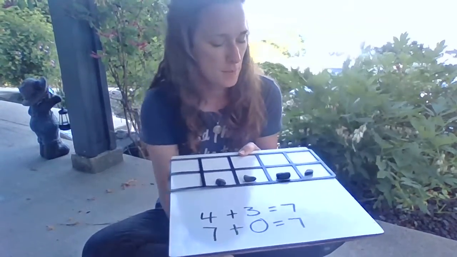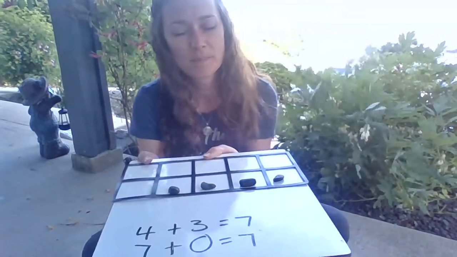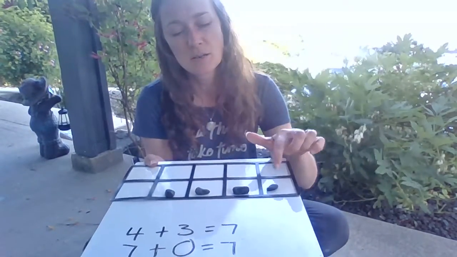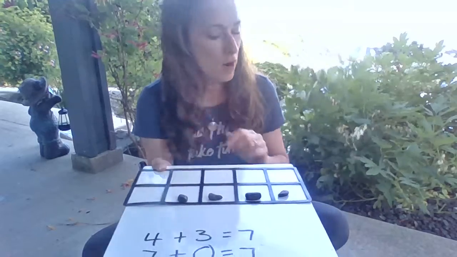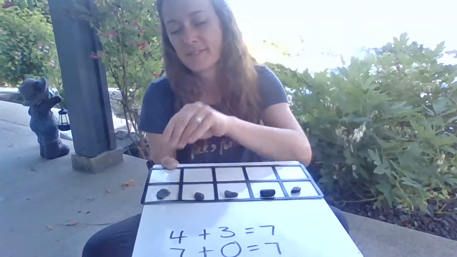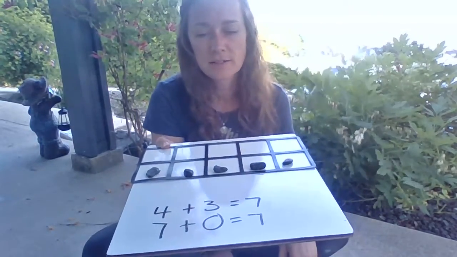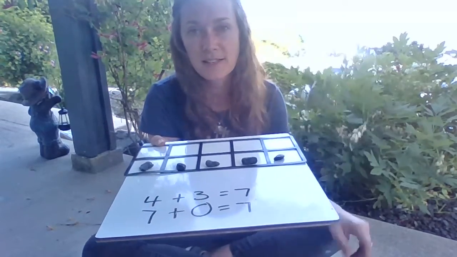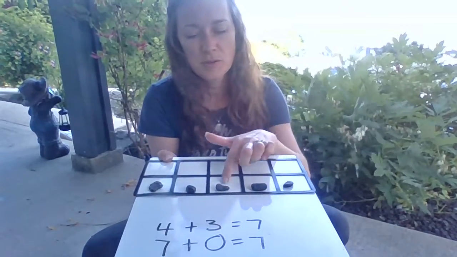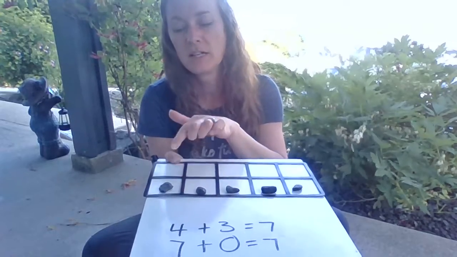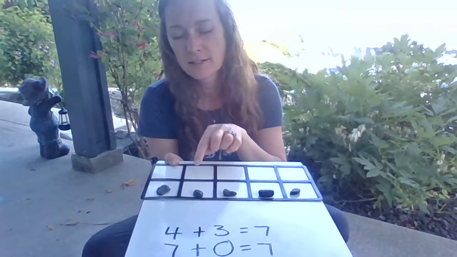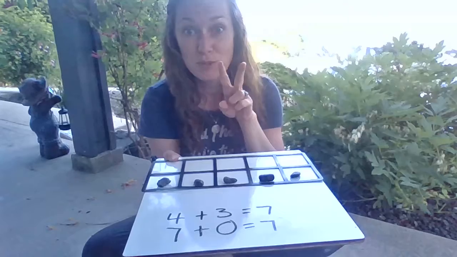This time, what's another way I could do it? Could I use 1, 2, 3, 4, 5 rocks? Sure. So now I have 5 rocks. Well, 5 plus how many more is 7? 1, 2, 3, 4, 5, 6, 7. Okay, I need 2 more shells. Let's get 2.